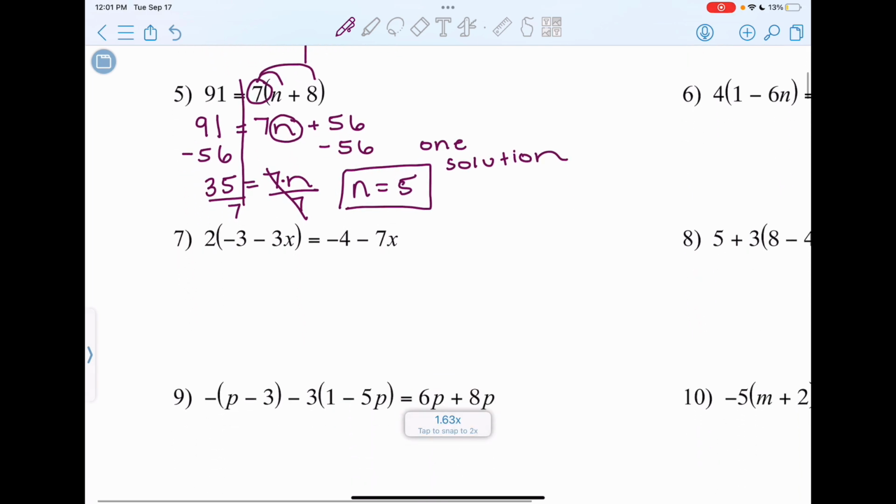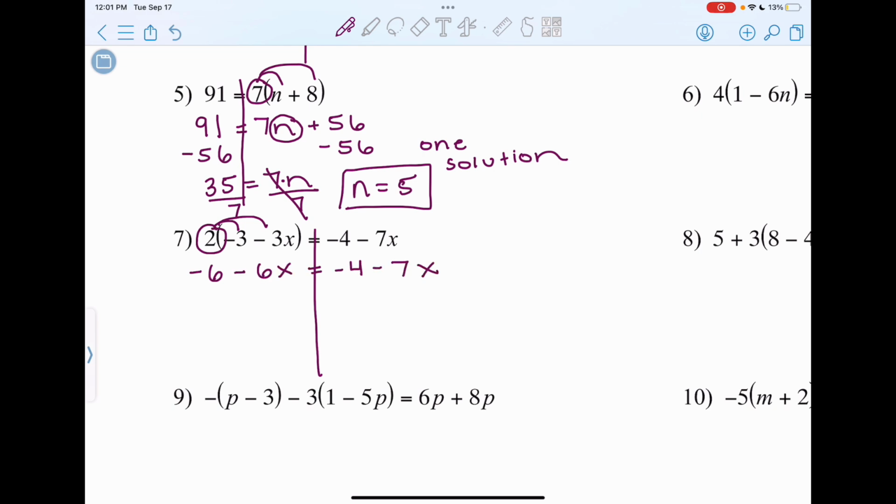Number 7, I have to distribute again. So 2 times negative 3 is negative 6, and 2 times negative 3x is negative 6x. And notice how I have an x on either side, and so I need to get everything on the side where it belongs. So I'm going to call the left side my x side, and the right side my number side, and I'm going to see what's on the incorrect side.